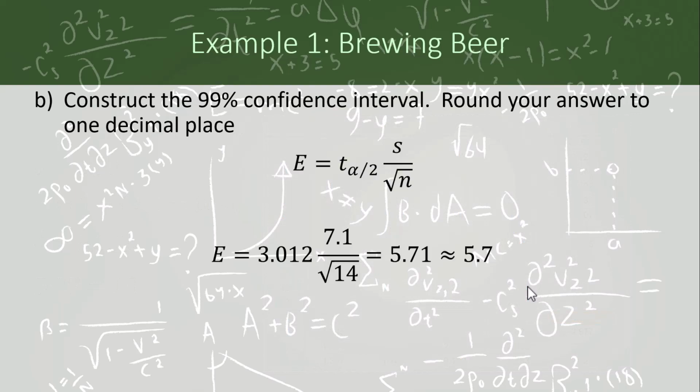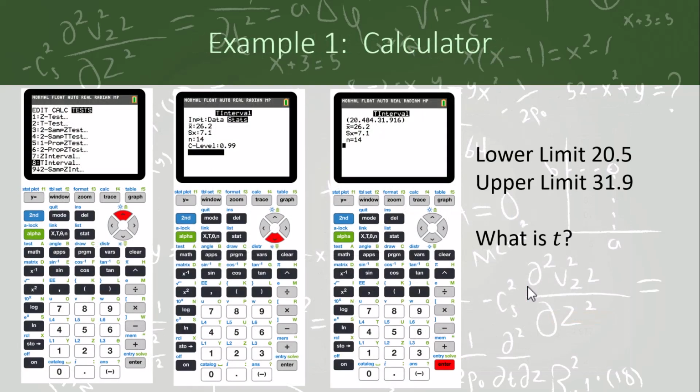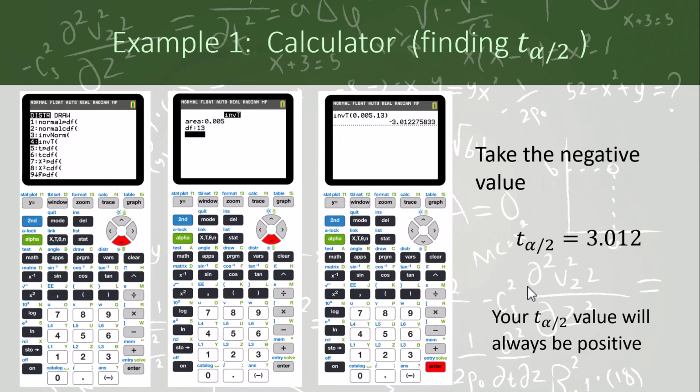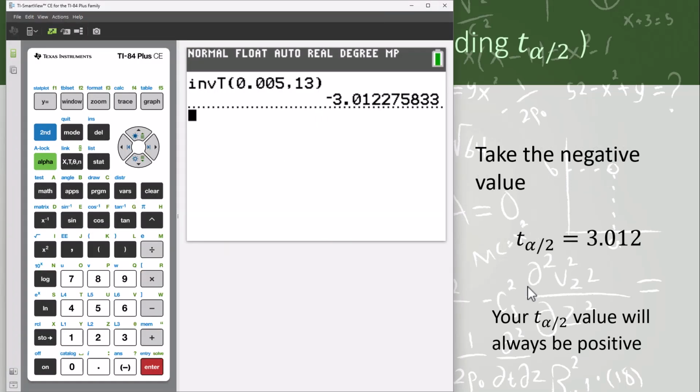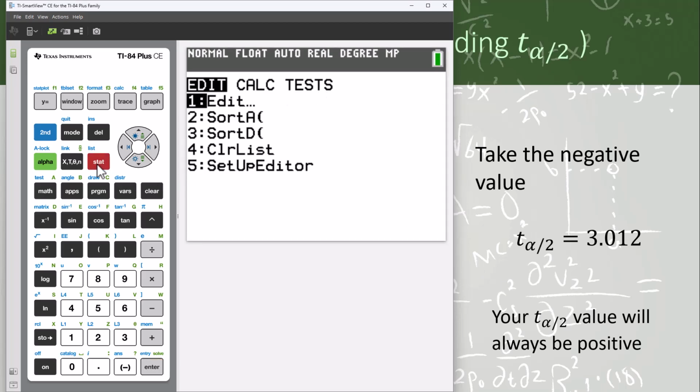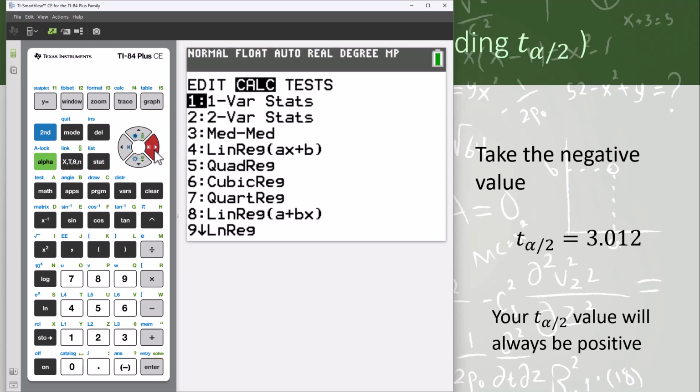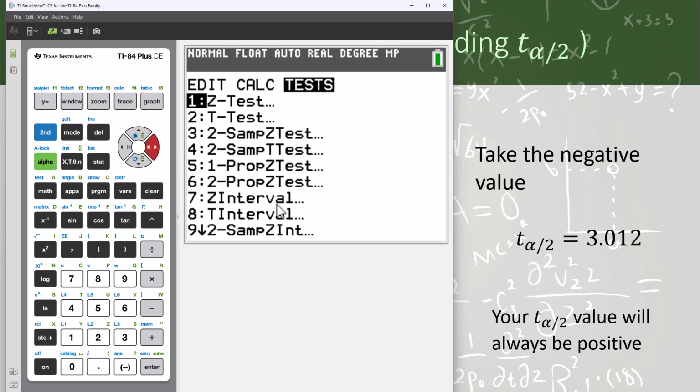Okay, now the next part is to figure out what our confidence interval is using our calculator. To do that, we want to go into stat, go over to tests, and notice down here we have t interval. That's where we want to go.